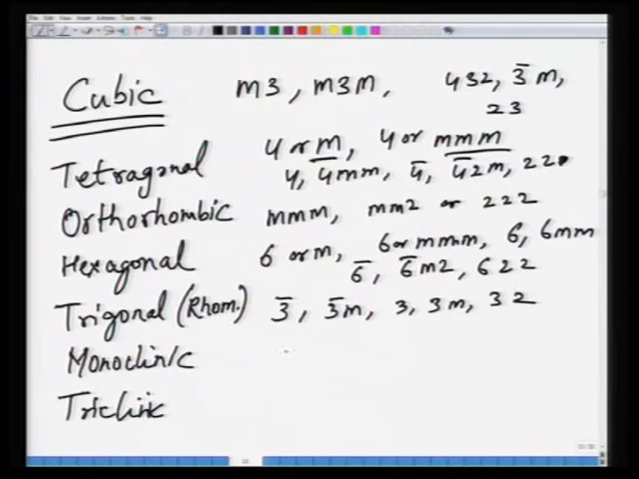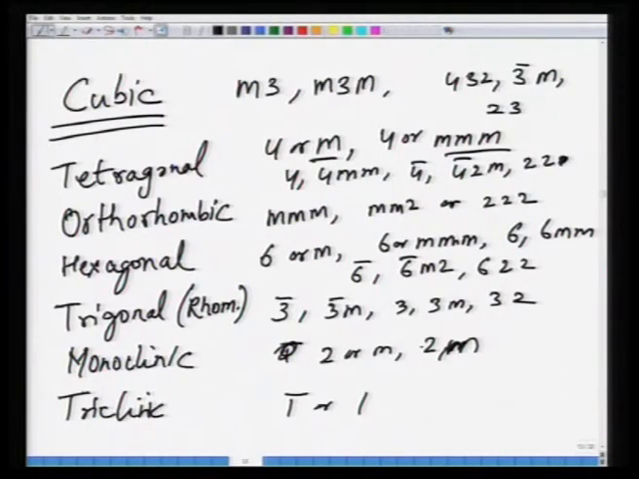For monoclinic you have bar 1, 2 or m, 2/m, and then for triclinic you have either bar 1 or 1, only one symmetry element. So, here you have 2/m or 2. Okay.